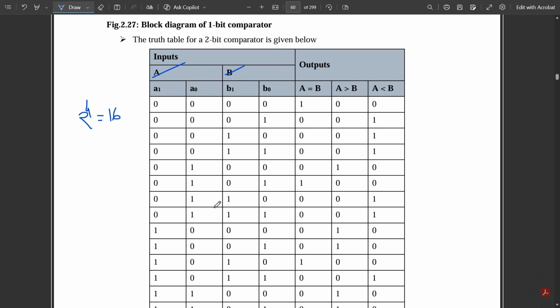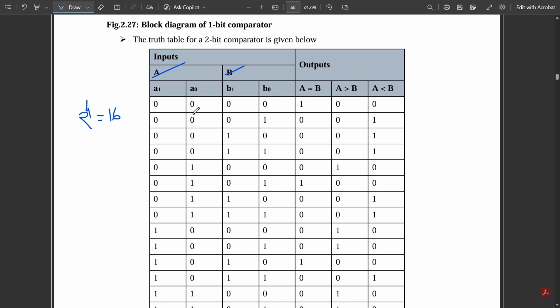So with respect to that, do the following operations here. First, for A equal to B, you check whether all the numbers are equal. So it is equal. A greater than B and A less than B are 00. Next, you see here A equal to B. Here in this case A is not equal to B because 00 is not equal to 01.